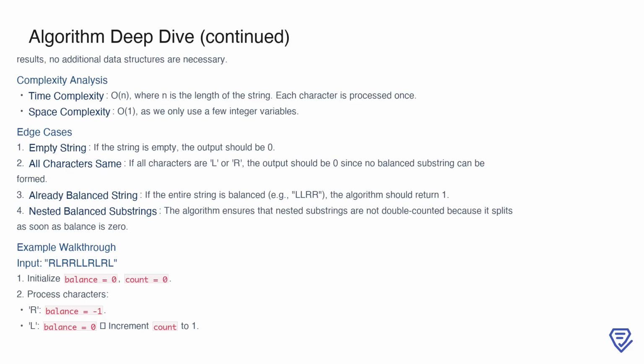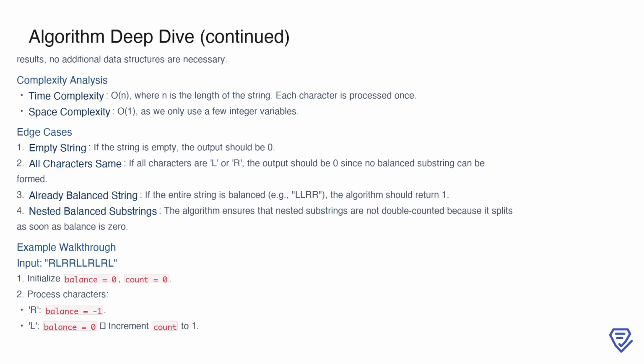The efficiency of this algorithm is evident in its complexity analysis. The time complexity is O(n), where n is the length of the string, since each character is processed exactly once. The space complexity is O(1), as we only use a few integer variables to track the counts, without storing intermediate results or substrings. Additionally, the algorithm handles several edge cases gracefully.